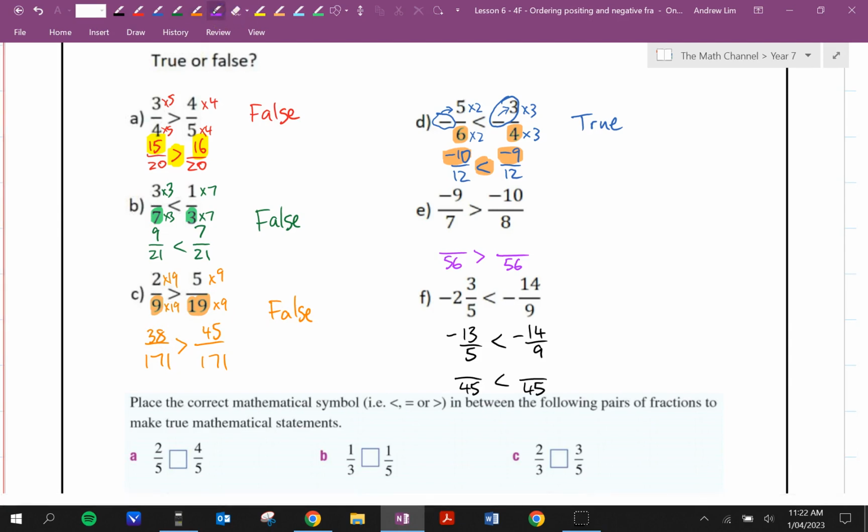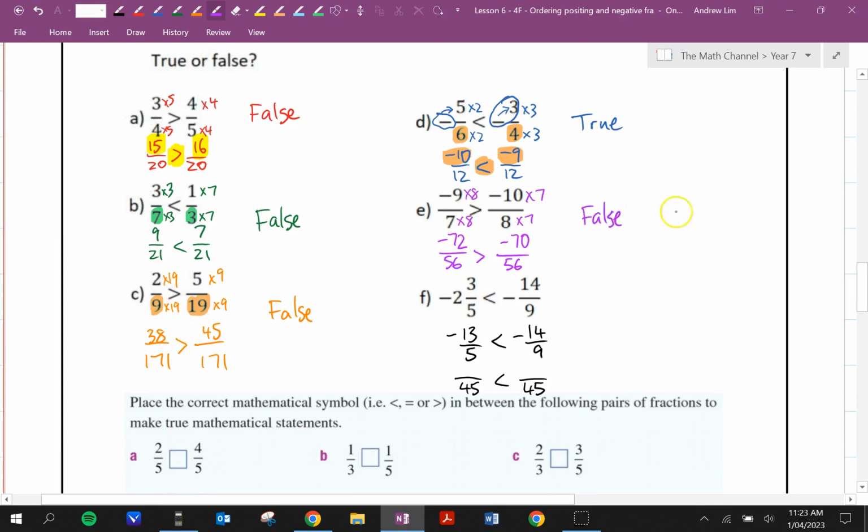Question E. The lowest common denominator of 7 and 8 is 56. We times that by 8 to give us negative 72. If we times this by 7 to get the 56, we times this by 7 to give us negative 70. Is the arrow pointing at the smaller number? No, it's not. This is false.